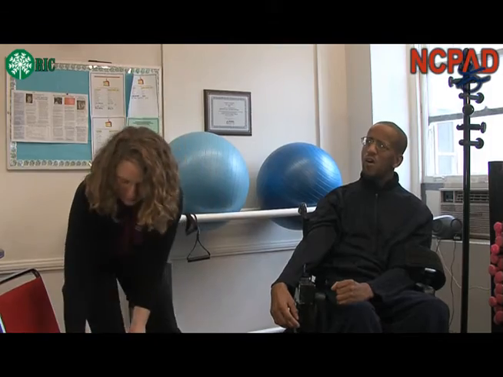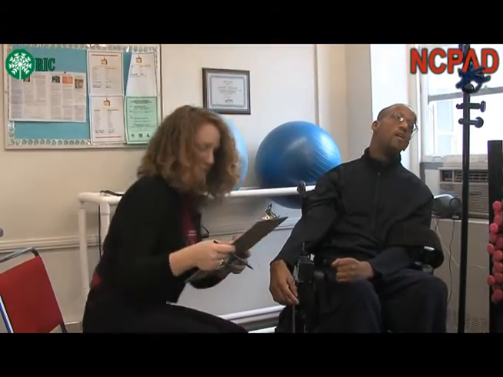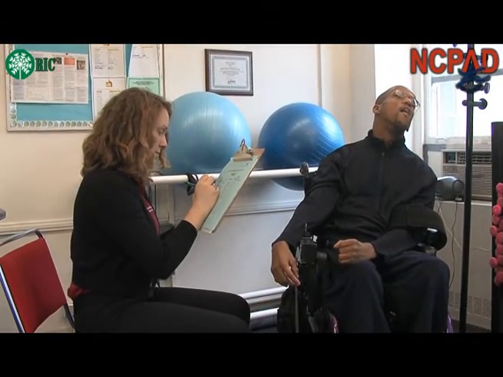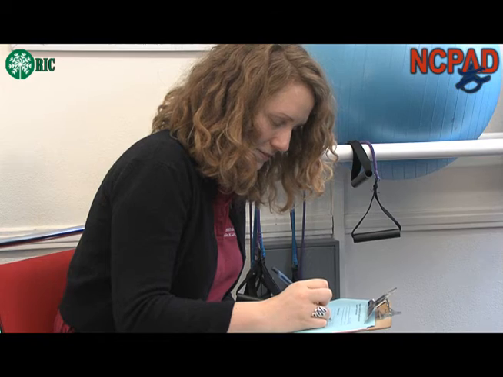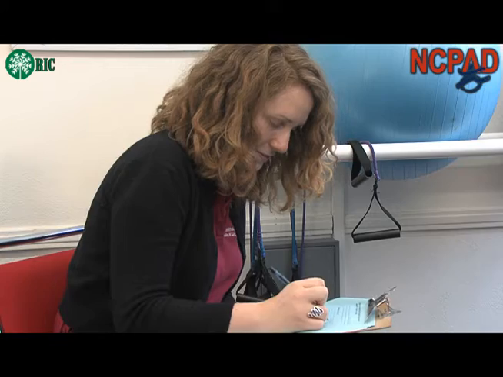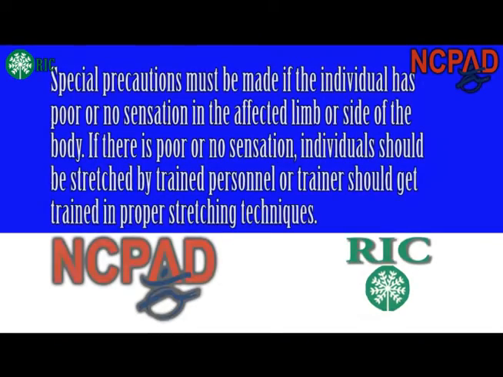For example, if the participant has a contracture of the elbow, it is not necessary to fully extend the arm. Simply make a note on the evaluation sheet that the participant will have limited function with that arm. Please note, special precautions must be made if the individual has poor or no sensation in the affected limb or side of the body.